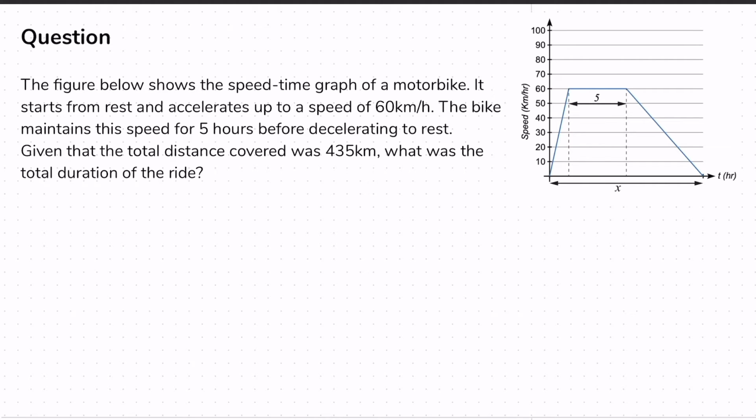Now this question is giving us some information about a motorbike that is accelerating up to a speed of 60 kilometers an hour, maintaining that, and then decelerating to rest, right? That's 0 kilometers an hour.